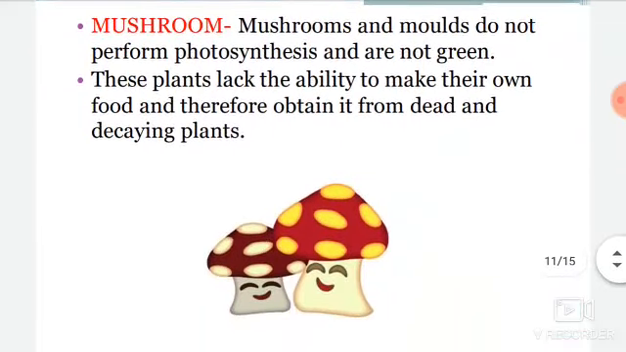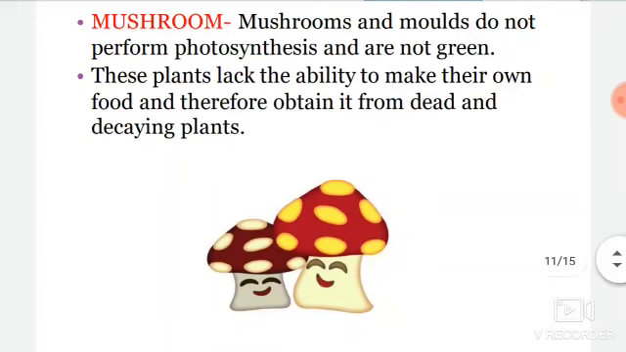Now, another examples are mushrooms and molds. These are examples of non-green plants. That means they do not have chlorophyll in them. That's why they cannot prepare their own food. These plants lack the ability to make their own food and therefore obtain their food from dead or decaying plants. That means they depend on dead or decaying plants and animals.